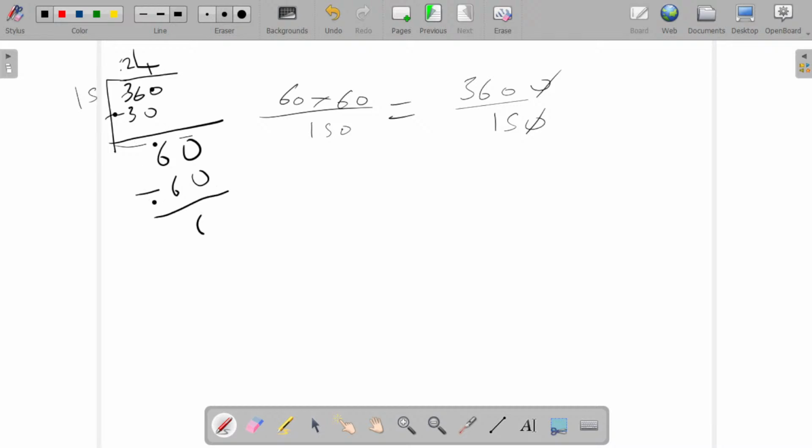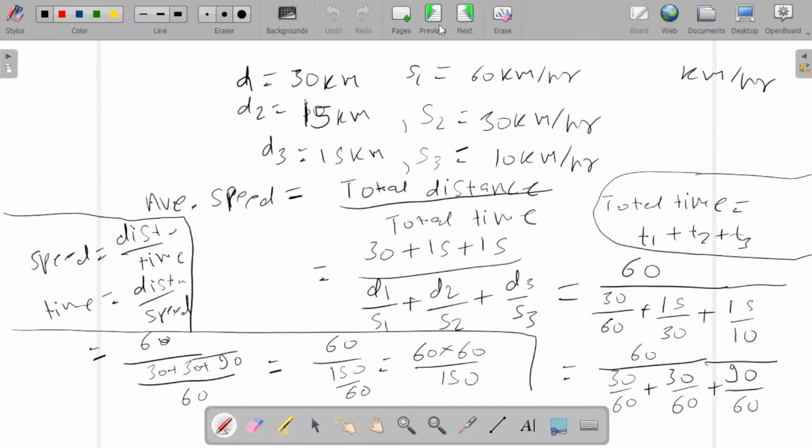So this way we got 24 kilometer per hour. So this is method number 1. I hope you guys noted it, and let me solve the other method.